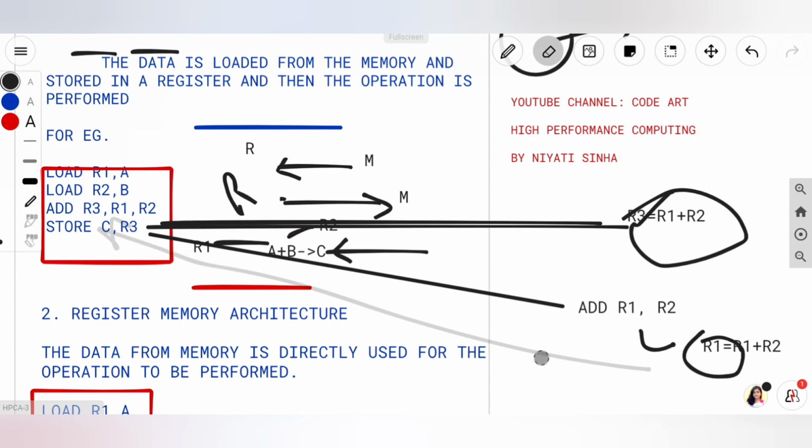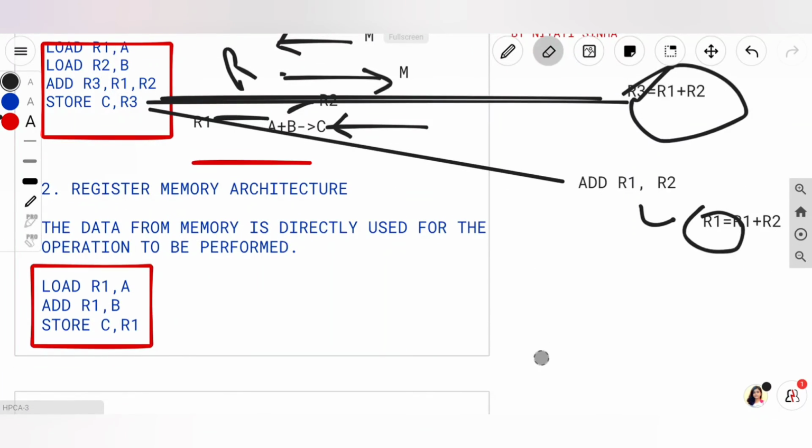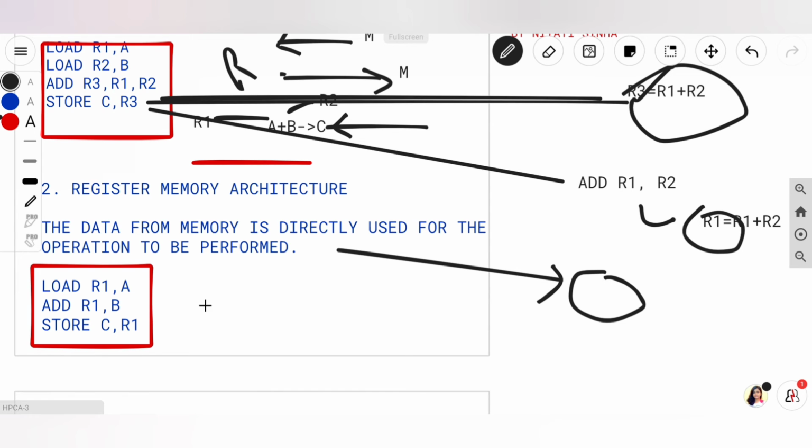Now we'll be moving towards the register memory architecture. So what is the register memory architecture? Here the data from the memory is directly used for the operation. You don't need to store it in a register first. For example, I again want to do a plus b and store it in C. I have loaded a from memory and stored it in a register R1. Next, I have to add it and store it in C.